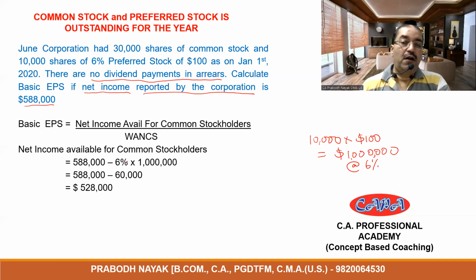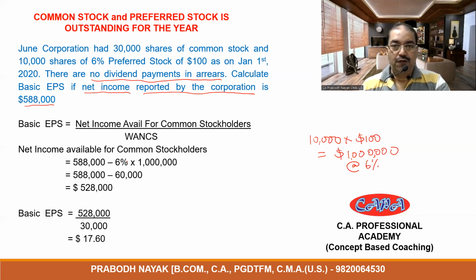How many shares are there outstanding of common stock? 30,000 shares. So I will now say that the weighted average number of shares is 30,000 for the full year. So basic EPS is $528,000 divided by 30,000 shares. That comes to $17.6. Basic EPS is $17.6. Any difficulty?